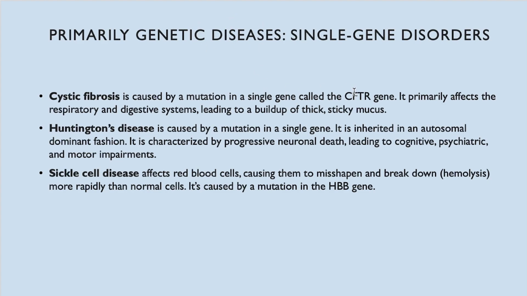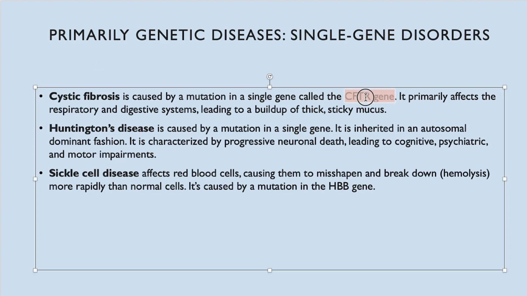And here we have a list of just some examples of primarily genetic diseases. Okay, we are not studying pathophysiology, but it's a good idea to have some examples and start getting familiar with some of the conditions that we are going to be studying in the future. Cystic fibrosis is produced by a single gene mutation in this gene. CFTR is a gene that codes for a chloride channel. Okay, it affects the respiratory and digestive tract, producing pneumonias, diarrhea, malabsorption.